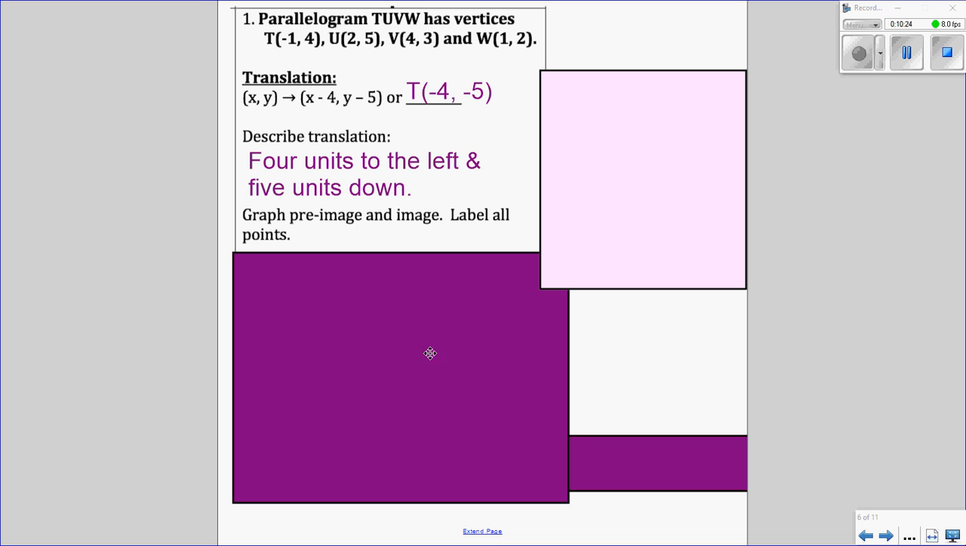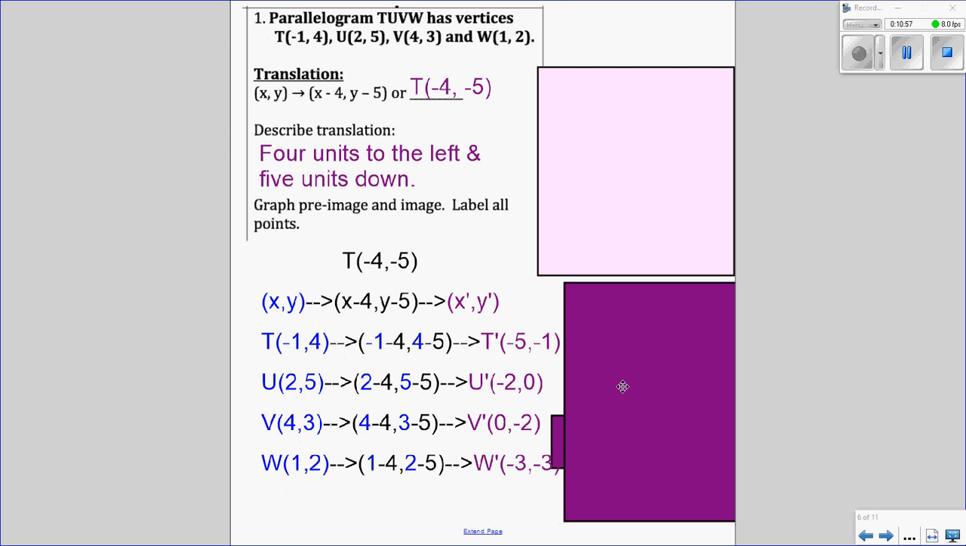So when you have problems like this, whether it's on a test, quiz, homework, if you're going to have to graph something, especially with the transformation, you always have to have two pictures, the pre-image and the image. Don't give me just the image, because then when I look at it, I'm just going to assume that that's the pre-image and you forgot to do the image. You need to show both of them, because this tells you where you started and where you ended up.